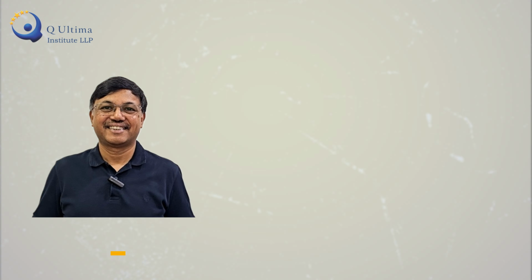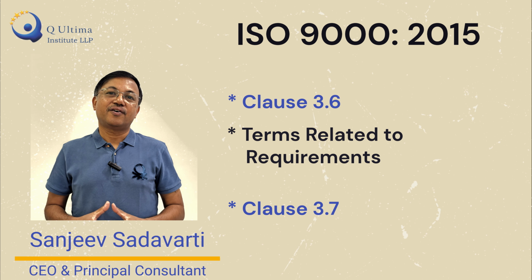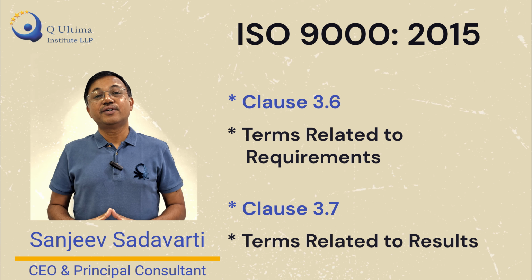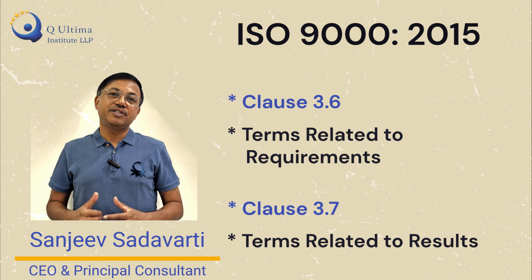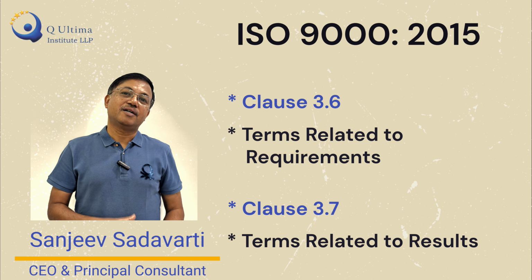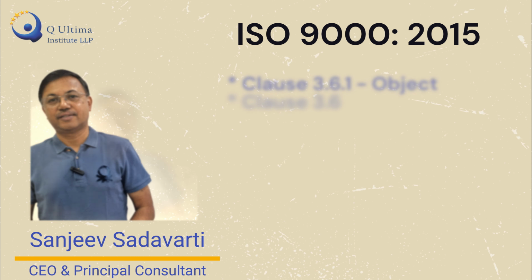Clause 3.6 of ISO 9000 discusses the terms and definitions related to requirement, and clause 3.7, on the other hand, discusses the terms and definitions related to results. In this video we are going to discuss both the terms related to requirements and results.